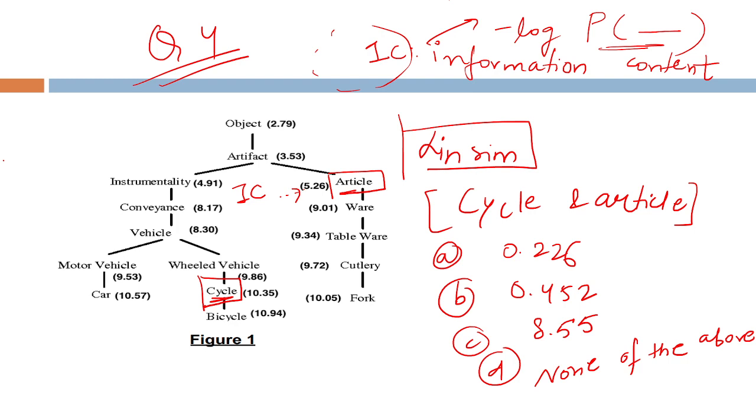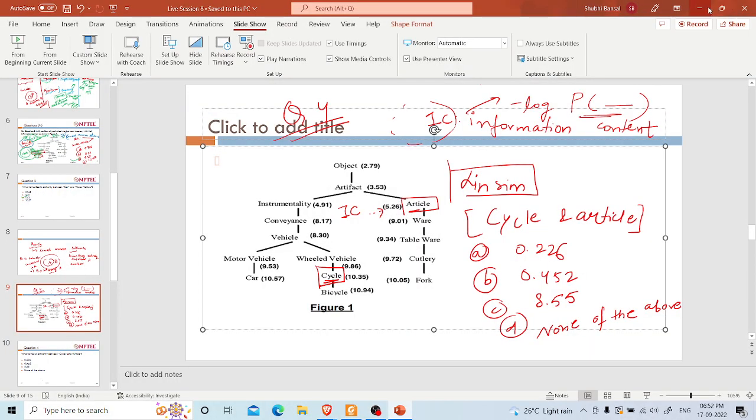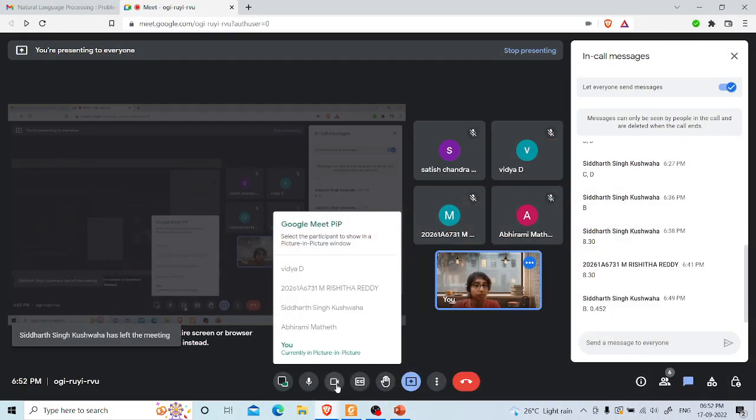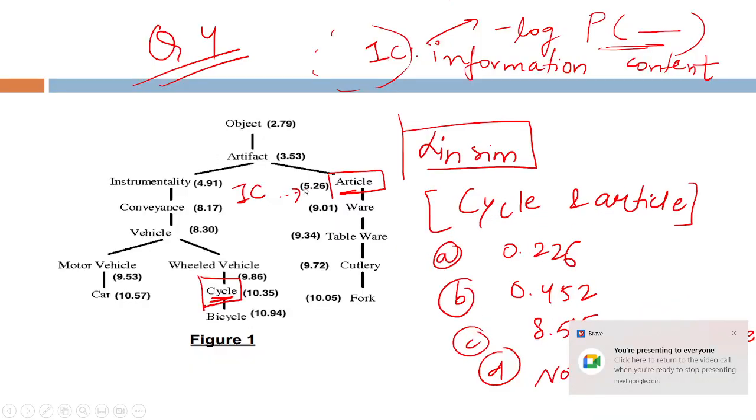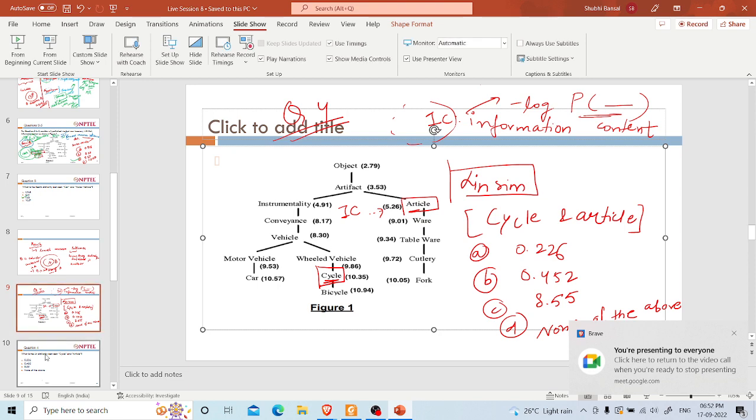Unmute and tell what answer you are getting for the Lin similarity between cycle and article. If anybody is able to solve, please unmute and tell which of the 4 options you are getting. Option B. Option B, okay. So let us solve. Or anybody still solving, let me know. Okay, I think most of them have solved. Okay, let us discuss how we can do this.